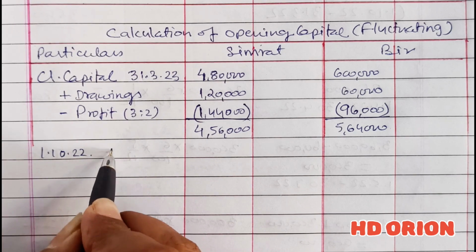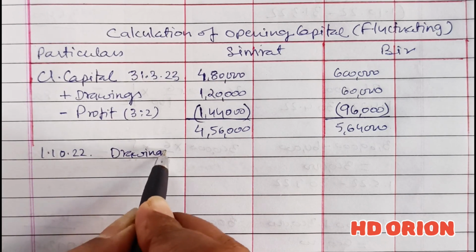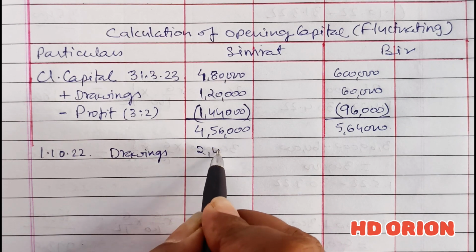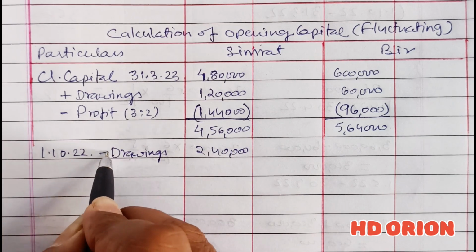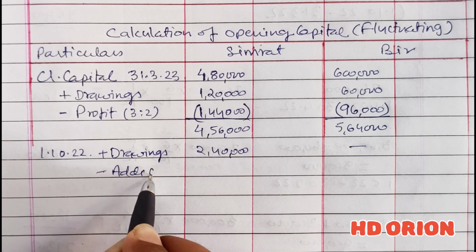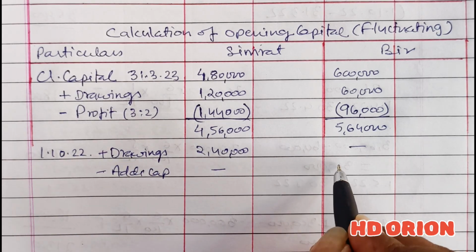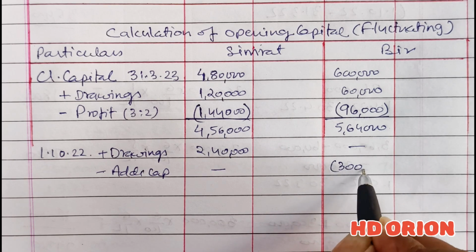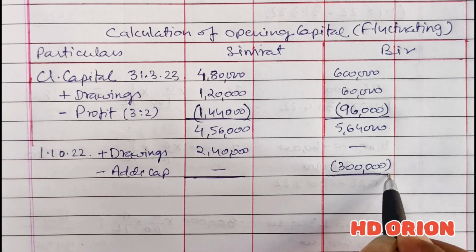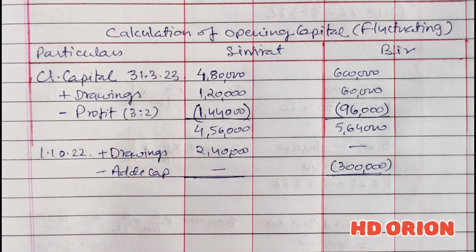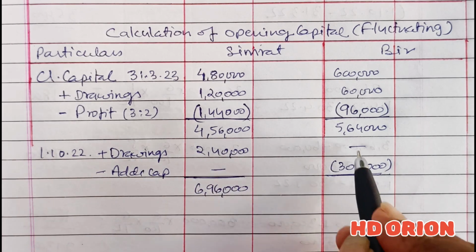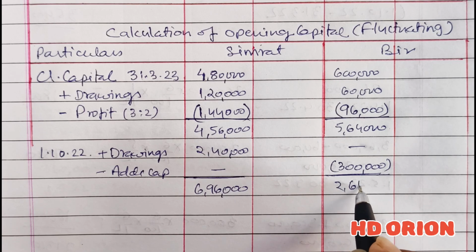Then on 1/10/2022, there is drawings out of capital, fine, ₹2,40,000. So we will add this, and there is additional capital also, we will subtract. Now the same thing as we did for fixed method, we will subtract. Now the new capital balances on this date will be 6,96,000, and here it is 2,64,000.